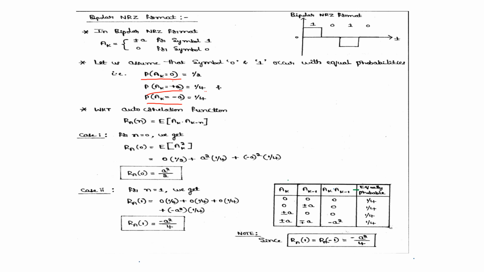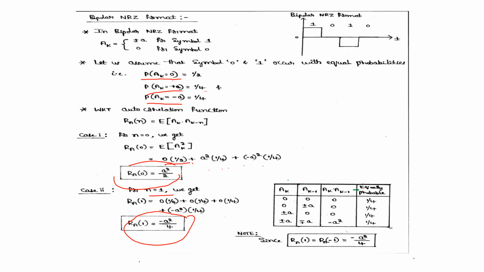So now what is RA of 0? RA of 0 is equal to E of AK square, that is 1 by 2 times 0, A square times 1 by 4, and minus A square times 1 by 4. So RA of 0 is equal to A square by 2. Similarly, when you go for n is equal to 1, we are going to get the autocorrelation function as minus A square by 2 by applying the 4 combinations.